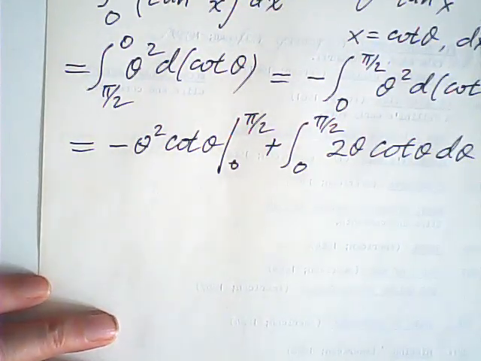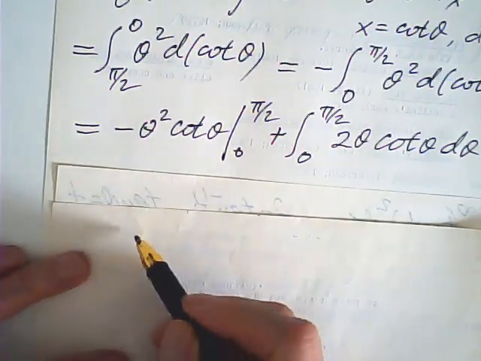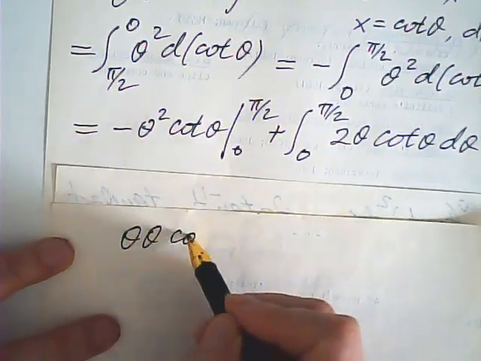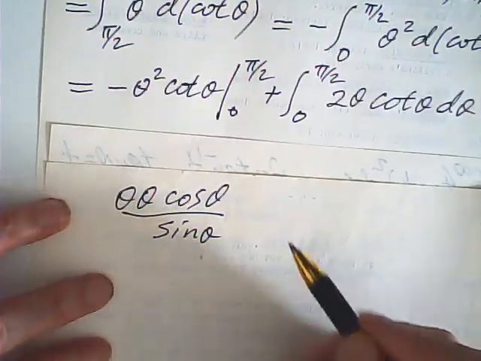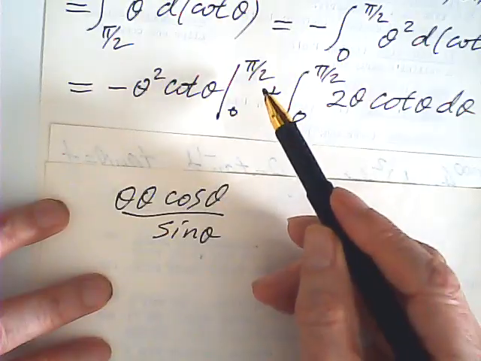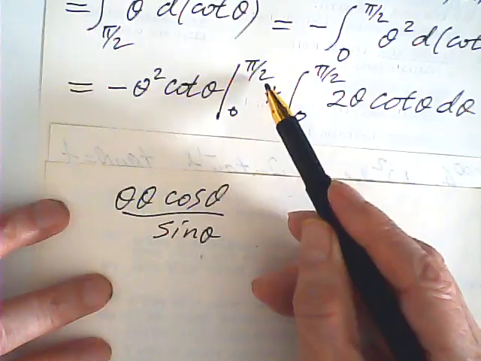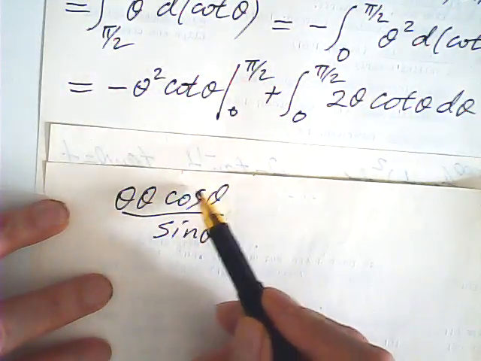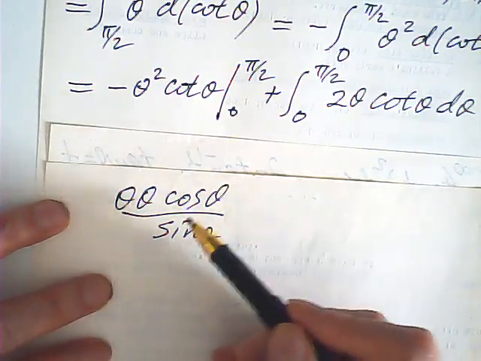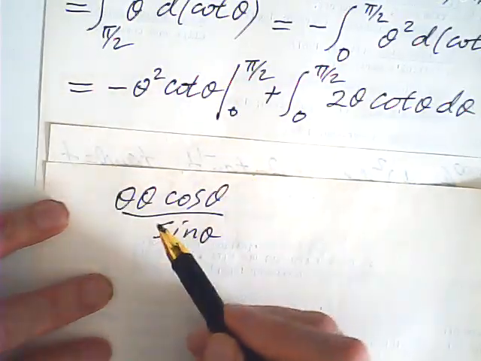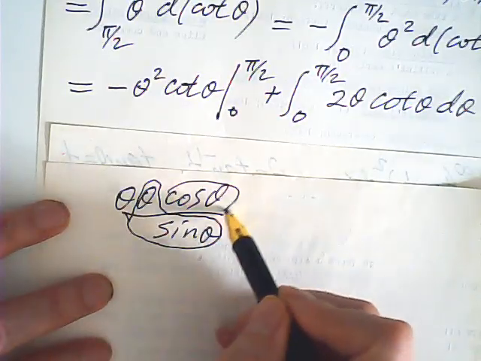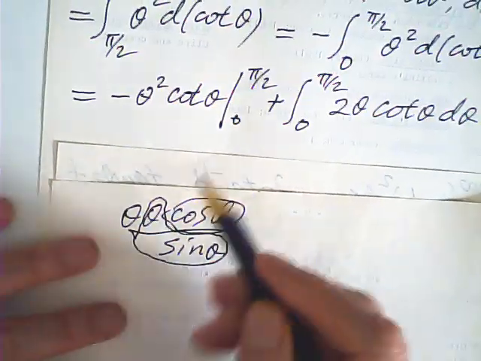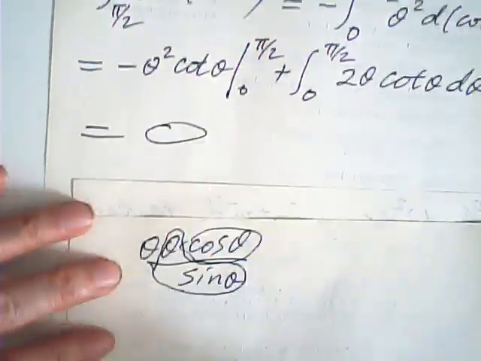Now this one is theta times cosine theta over sine theta, right? That is cotangent. Now, when theta is half pi, no problem. This is 0, this is 1, so the whole thing is 0. When theta is approaching 0, this is approaching 1, and this is approaching 0. So the whole thing is 0. So that means this is 0.